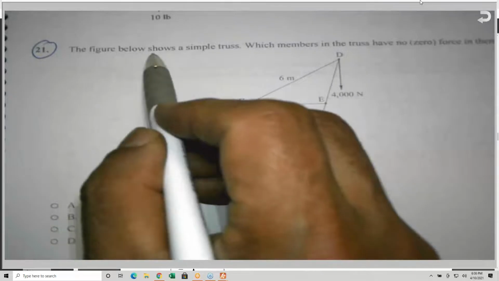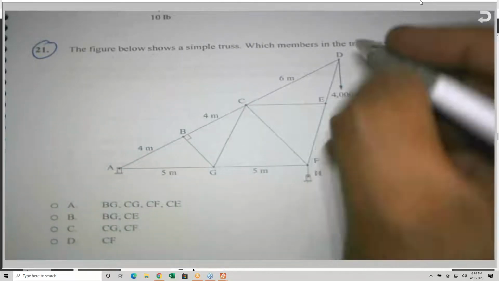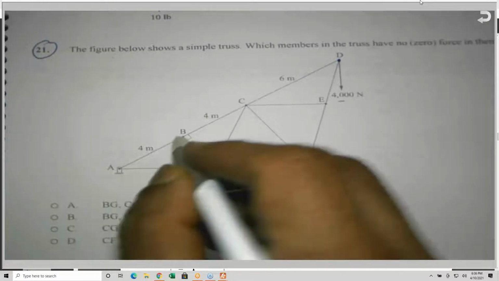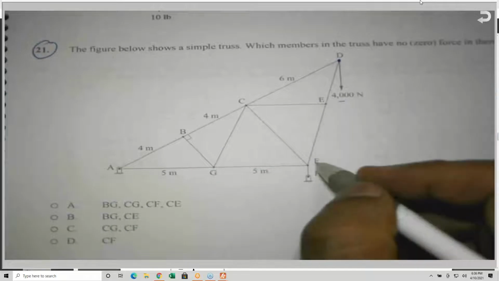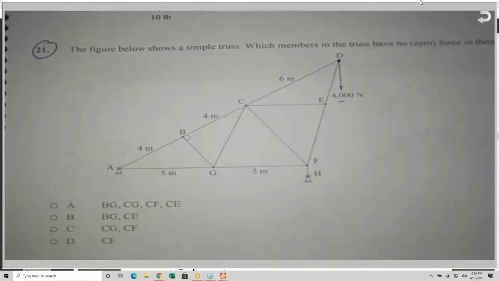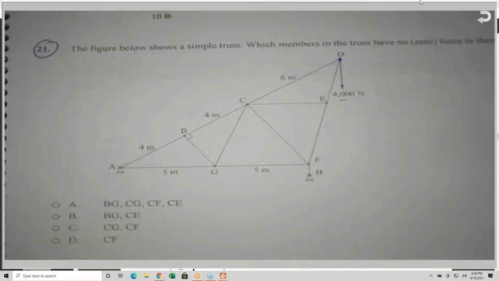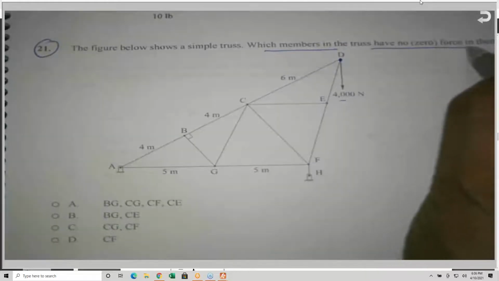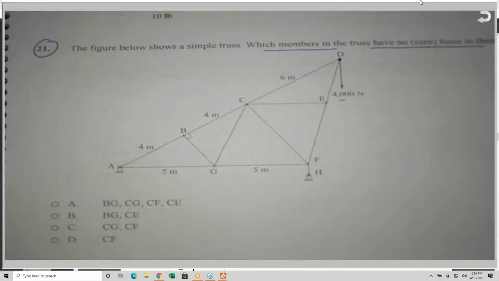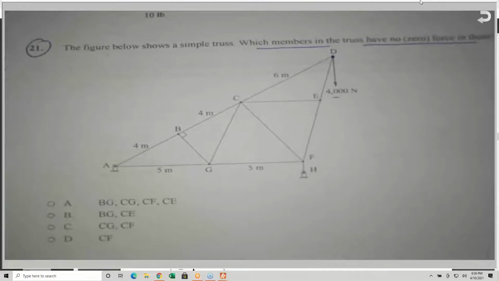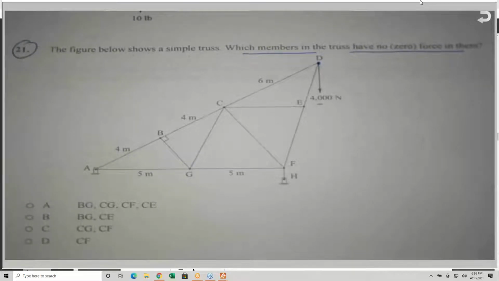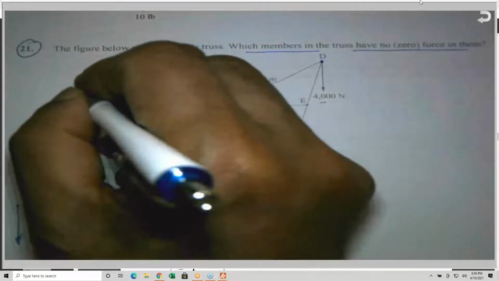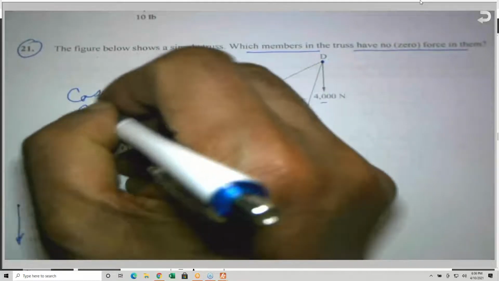The figure below shows a simple truss. There is only one load here, 4,000 Newton. And this is A, B, C, D, E, F, G. And he is asking which members in the truss have no force or 0 force member. And he gave you 4 possible answers. And remember, we have 2 cases, case number 1 and case number 2.